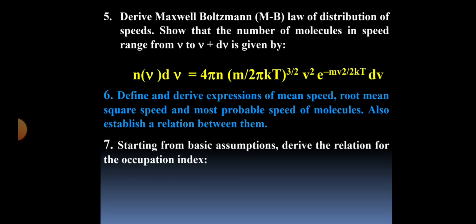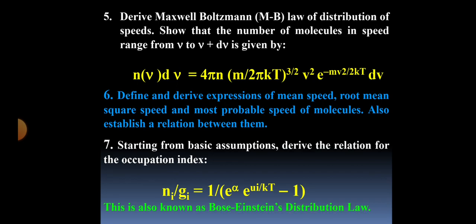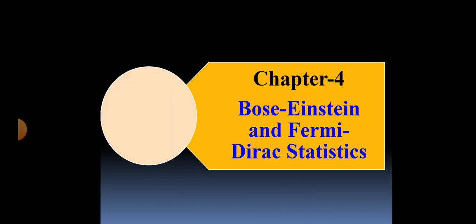Question number 7. Starting from basic assumptions, derive the relation for the occupation index. So this is the basic relation which we derive in all three types of statistics, whether it is MB, BE or FD. This is also known as Bose-Einstein distribution law. Question number 4 of unit number 2 is Bose-Einstein and Fermi-Dirac statistics. It's a very important topic.